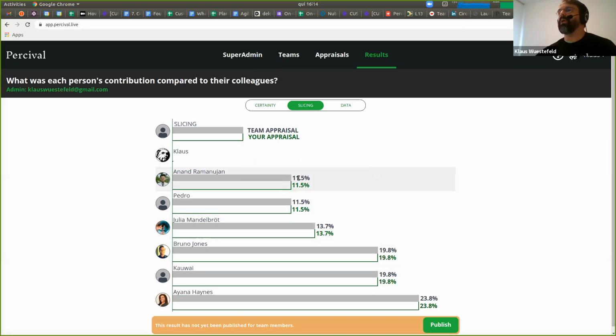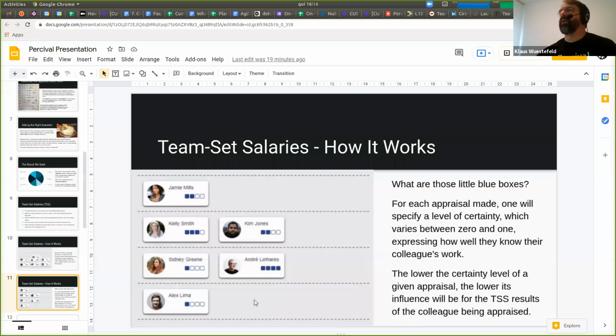Many companies start with a closed round, just so the manager gets a feel of it, or gets the hang of it, and then as they gain confidence, they open results publicly and gain more transparency in that way. We got back here.